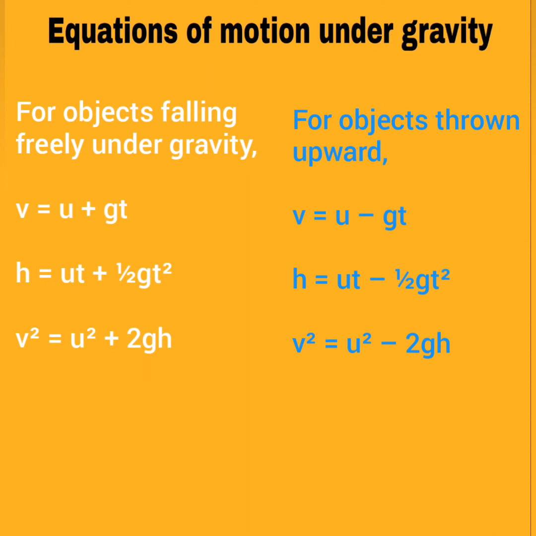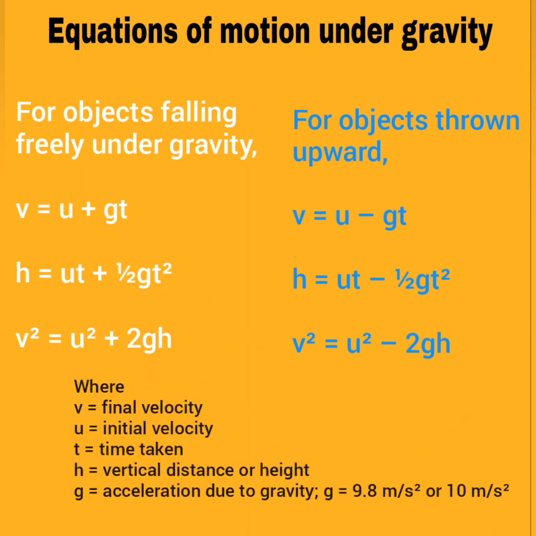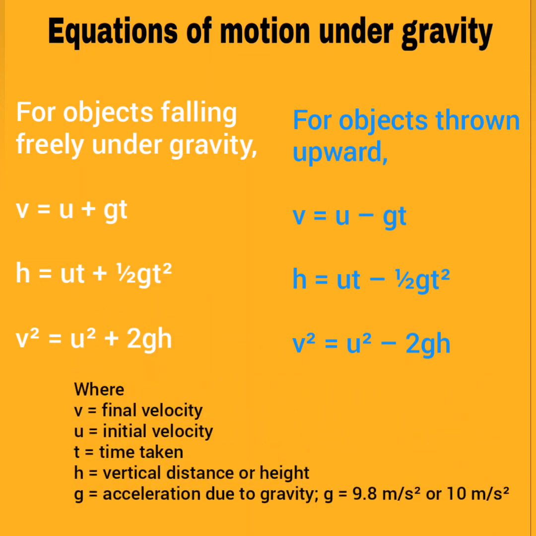In these equations, v is the final velocity, u is the initial velocity, t is the time, and h represents the vertical distance. g is the acceleration due to gravity, and it is approximately 9.8 meters per second squared, or sometimes 10 meters per second squared. Let's now take an example on how to use these equations of motion under gravity.